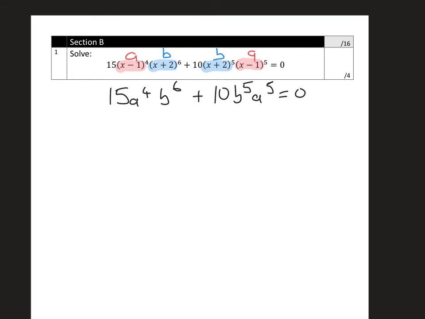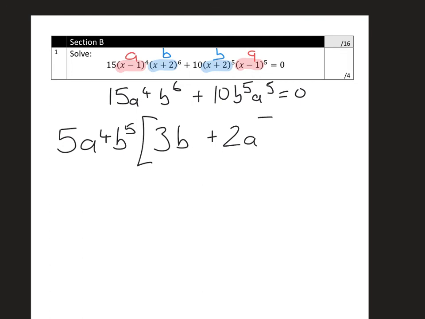Now, if I look at the numbers 15 and 10, I can take out 5. I've got A^4 and A^5, so I can take out 4 A's. I've got B^6 and B^5, so I can take out 5 B's. And I'm left with, well, in the first bracket, I've got 3 to get 15. I've got all my A's, but I need one more B to make B^6. To get the 10, I need 2. I've got all the B's, but to get A^5, I need one more A, like that, and that equals 0.